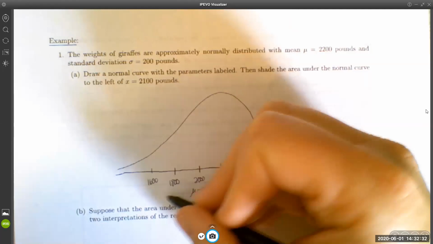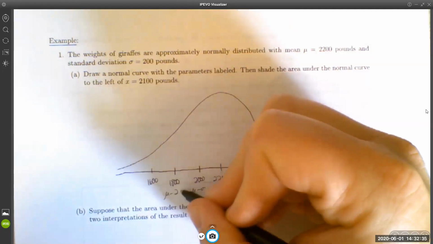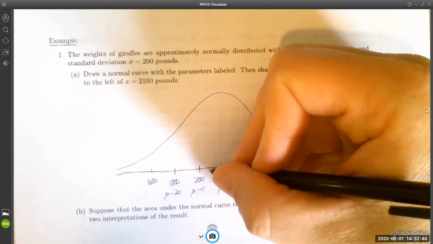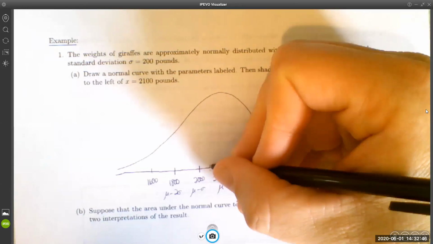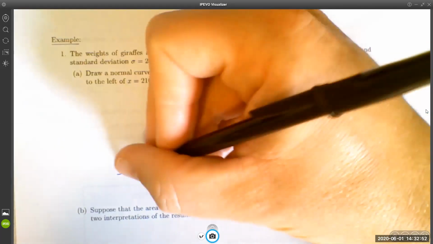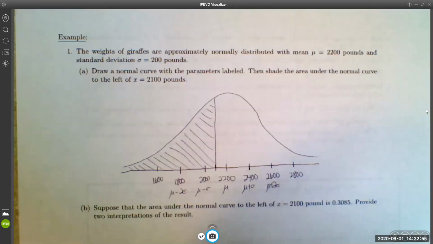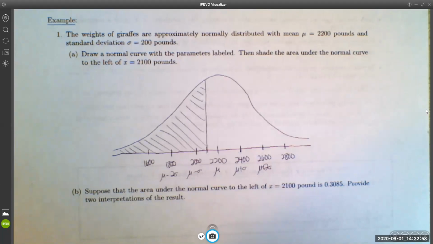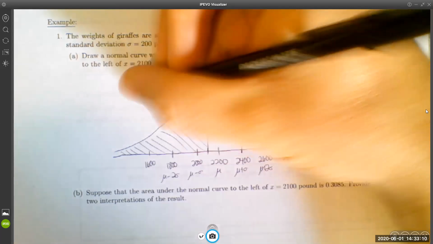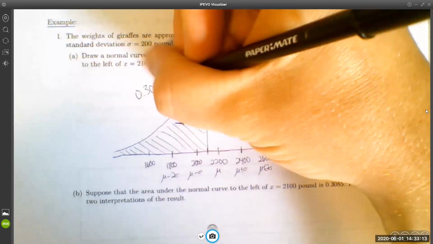Okay, so there's our normal curve, and then it says to shade the area under the normal curve left of 2,100 pounds. So 2,100 pounds would be right here in between 2,200 and 2,000, and there's the area that we were asked to shade in. Now, the area under the normal curve to the left of 2,100 pounds is 0.3085. So in other words, they're telling us that this area right here is 0.3085. Now they say provide 2 interpretations of the result.